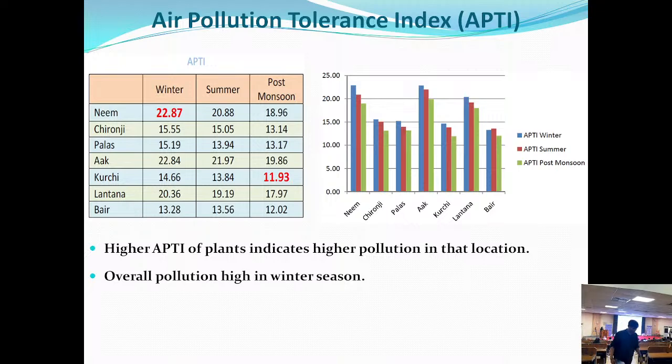So here in the air pollution tolerance index, the higher the APTI of a plant, the higher the pollution in that location, and overall pollution is high in the winter season.